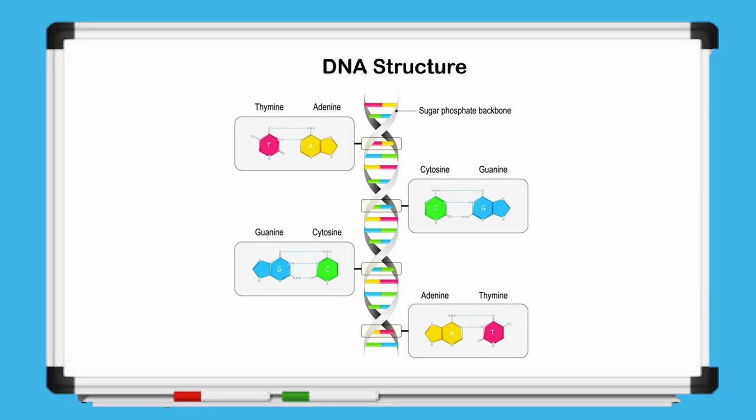This fixed pairing helps hold the 2 strands together. The 2 DNA strands run in opposite directions and twist around each other. This twisting forms the characteristic double helix shape, which is the stable spiral structure of DNA.